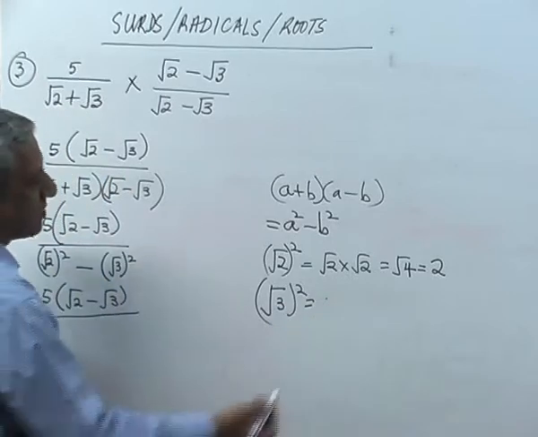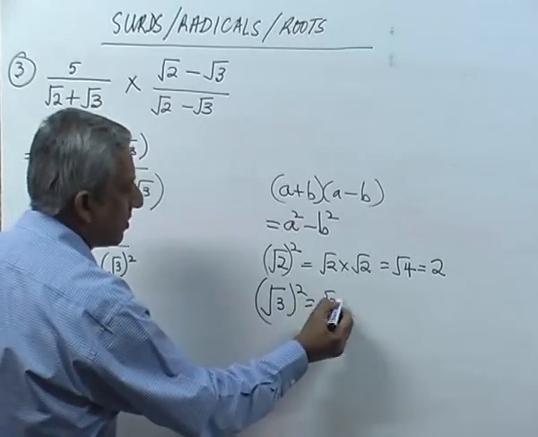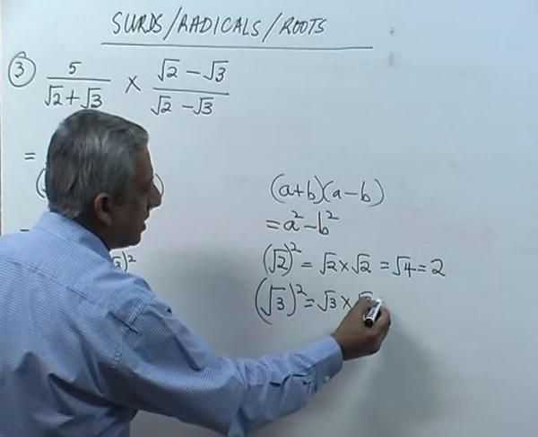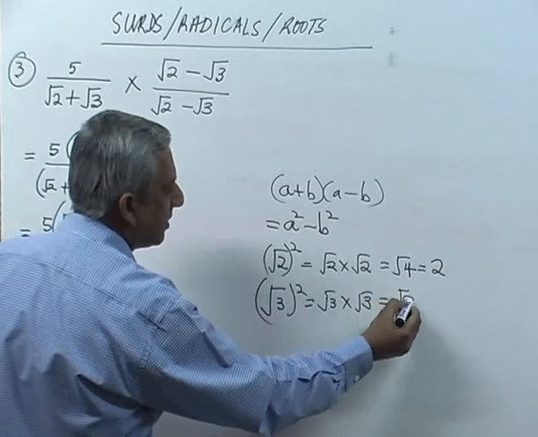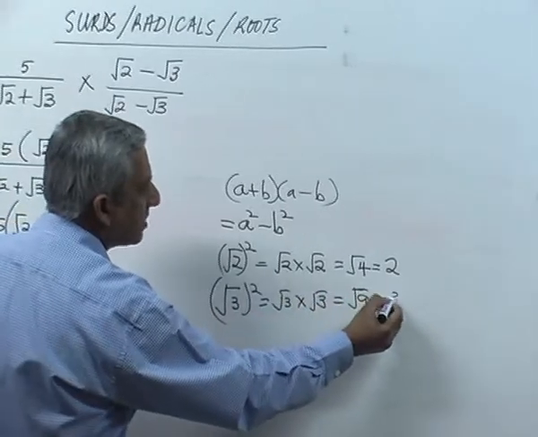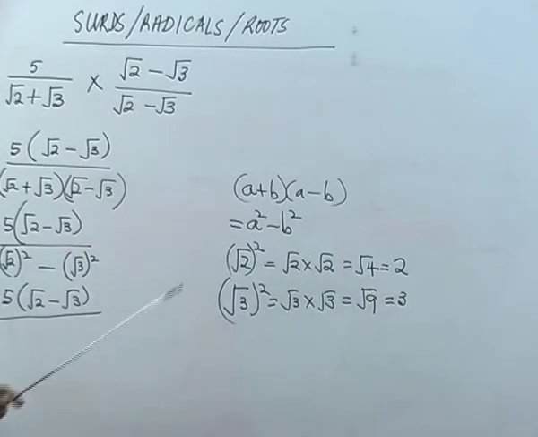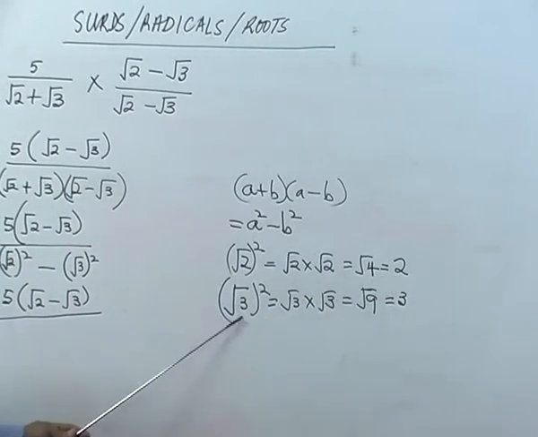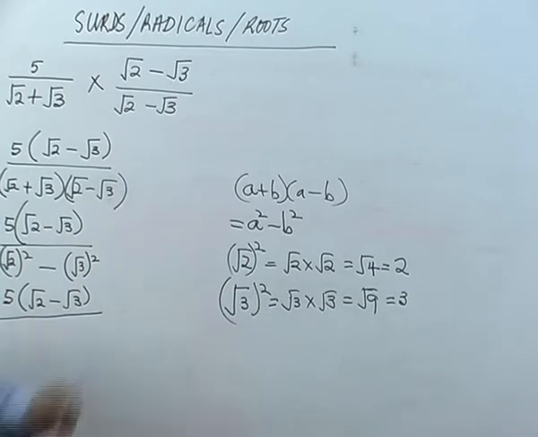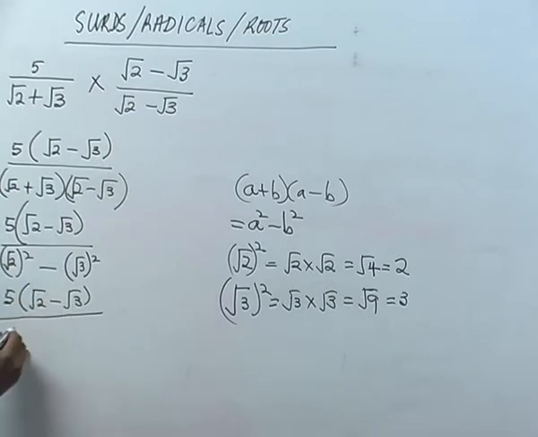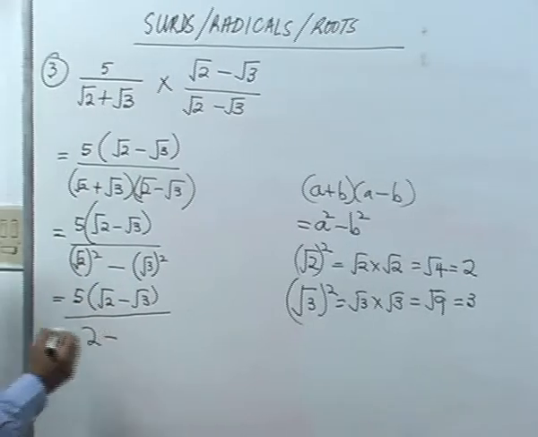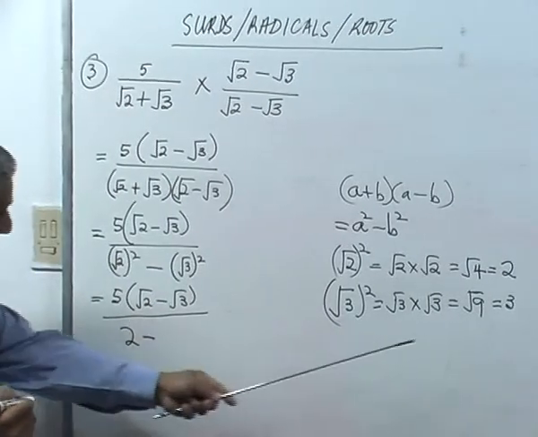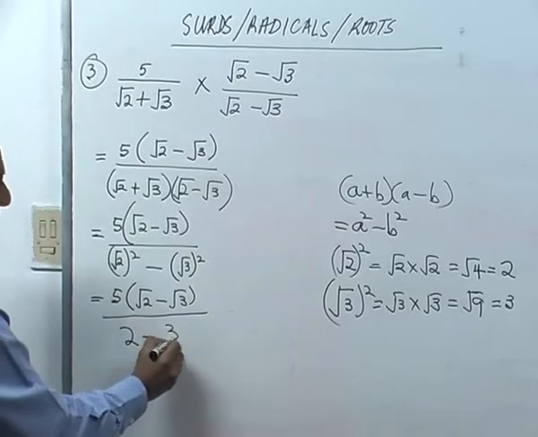Well, maybe you don't trust me. Well, let's see. It's square root of 3 times square root of 3. It will become square root of 9, which becomes 3. So, square root of 2 squared is 2. Square root of 3 squared is 3. We worked it out there.